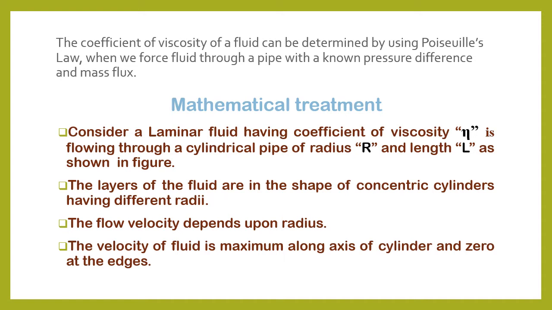Consider a laminar flow having coefficient of viscosity eta flowing through a cylindrical pipe of radius r and length L, as shown in the picture on the next slide. The layers of the fluid are in the shape of concentric circles having different radii. The flow velocity depends upon the radius of the cylinder. The velocity of the fluid is maximum along the axis of the cylinder and zero at the walls.